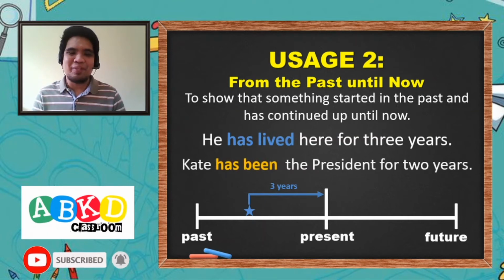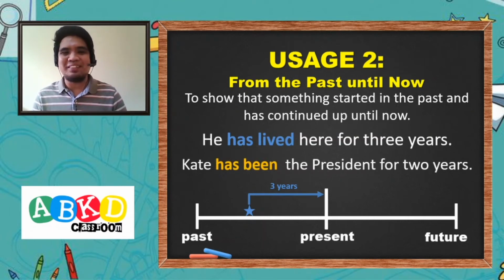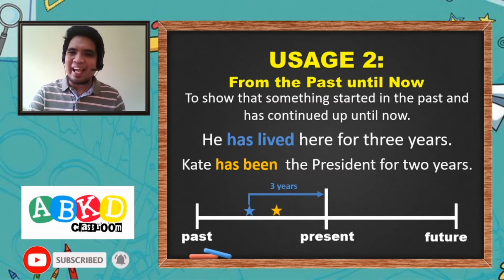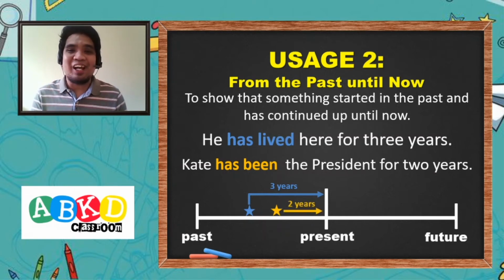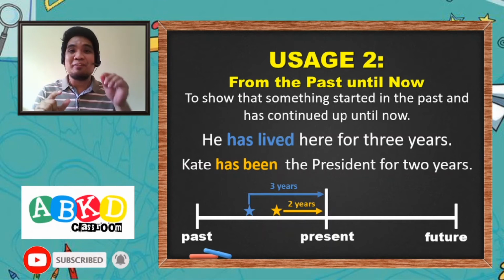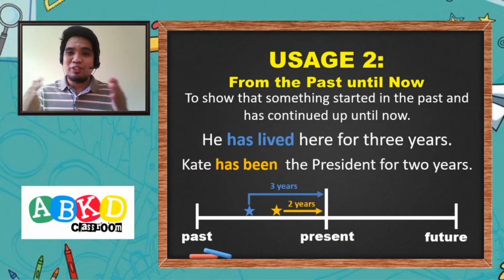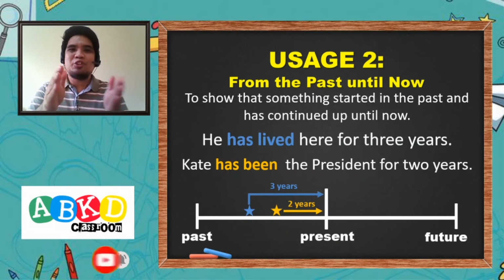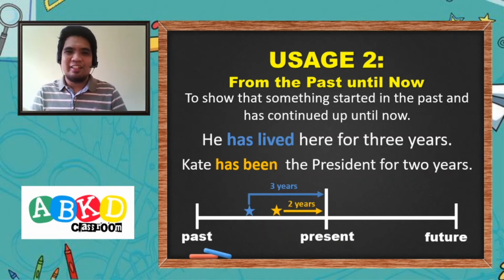Second example, Kate has been the president for 2 years. So let's go back again. The action started 2 years ago, and up until now, she is still the president. Nakikita niyo yung connection ng past and present, di ba? So, remember, when you say present perfect tense, we are dealing with an action started from the past, and we are trying to bring it here in the present.